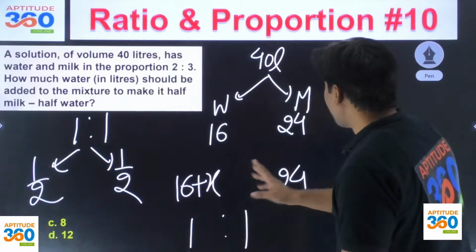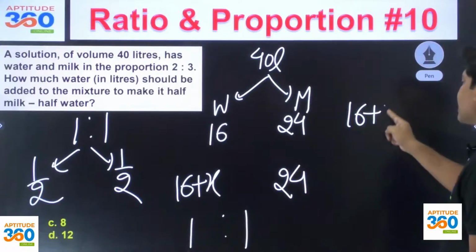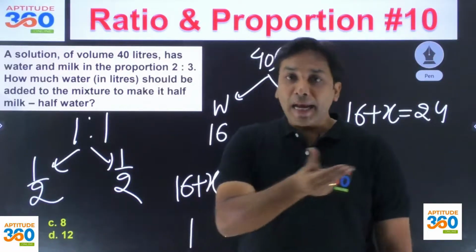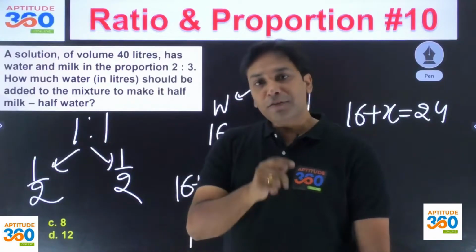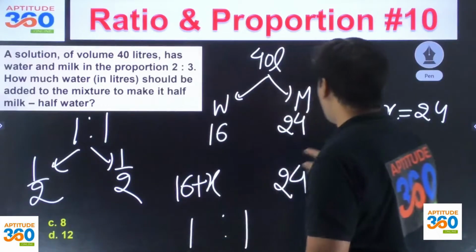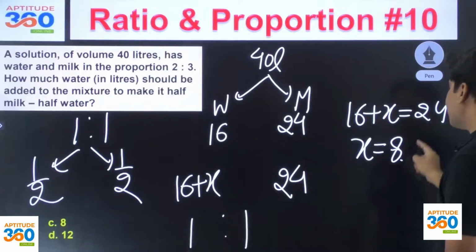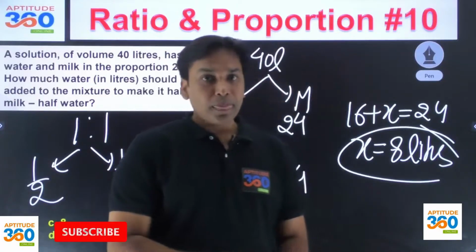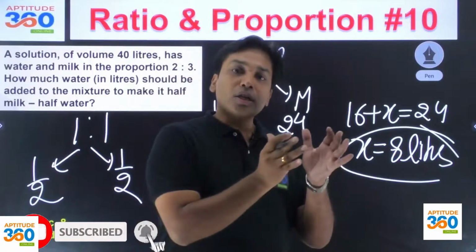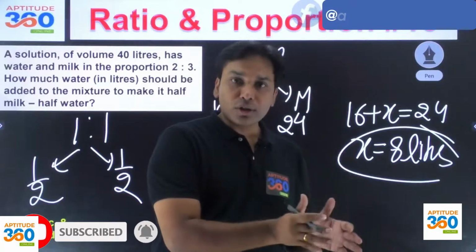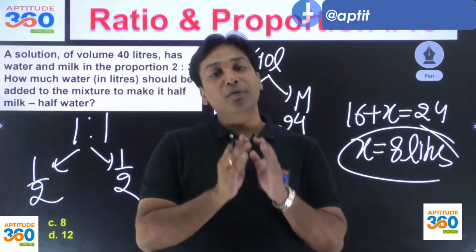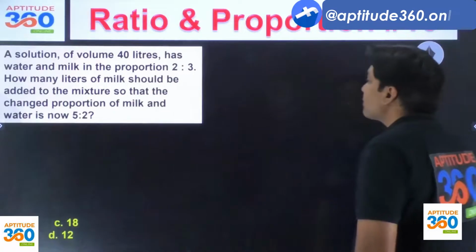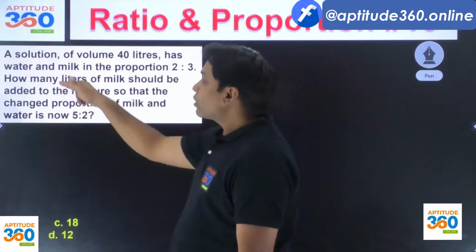Now half water, half milk. Understand this thing. So can I say directly that 16 plus x should be equal to 24, because the amount of water and milk, they both are same. And if you simplify this thing, what are you going to get? You are going to get x as 8 liters. So if you mix 8 liters of water, then in the solution the quantity of water and milk, both of them will become 24 liters, and the proportion will become 1:1. अगर आपको ये समझ में आ रहा है तो I'm gonna solve the next problem.